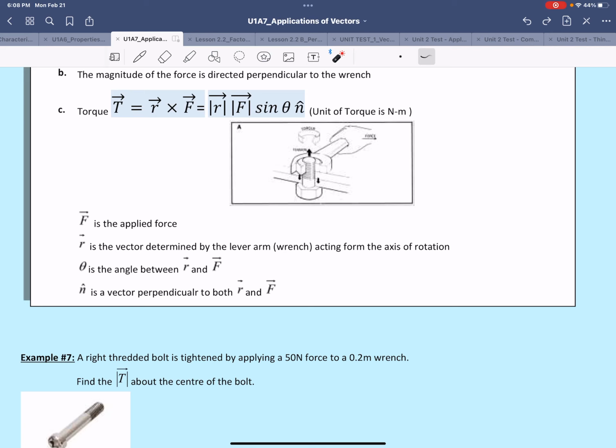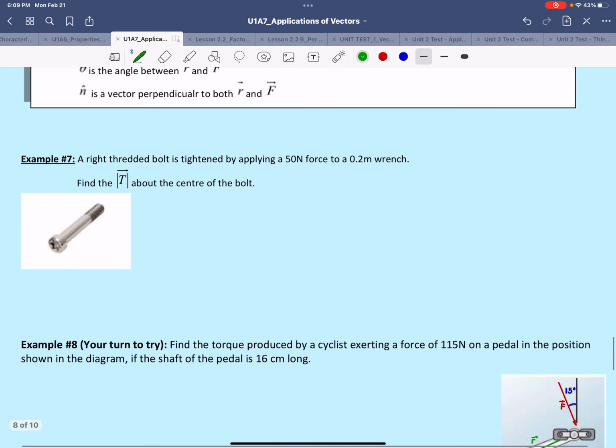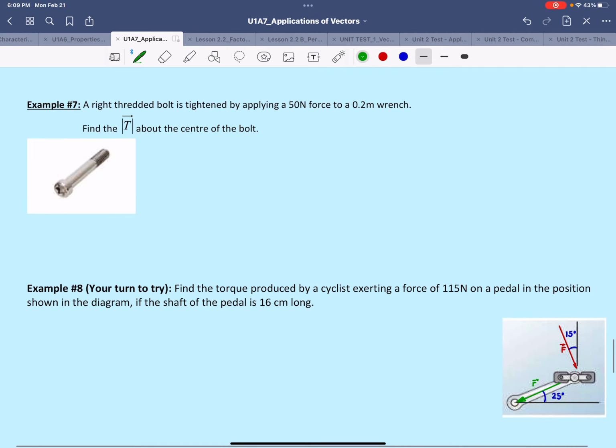Remember, r is the vector determined by the lever arm acting from the axis of rotation. So what that means is that when we measure the value of r, we measure it away from the axis of rotation. So the vector of r will go this way around. And theta is the angle between the force and r. And last, n is a unit vector perpendicular to both r and F. So let's take a look at our first example.